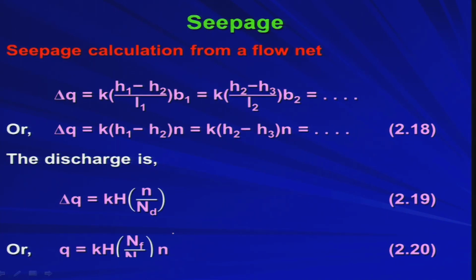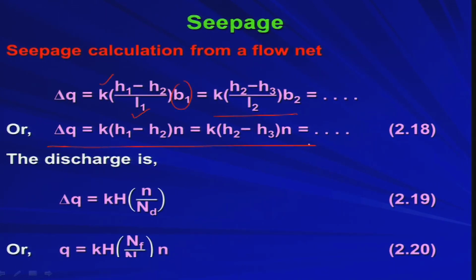So, your delta q1 is given by k into i, that means the hydraulic gradient within element 1, that is H1 minus H2, that is the head difference between two successive equipotential lines, divided by L1, that is the length of the rectangular element, into area, that is B1 into 1, right. So, that will give you delta Q1. Similarly, delta Q2 can be obtained like that. So, we can write delta Q is equal to K into H1 minus H2 into n, equal to K into H2 minus H3 into n, and so on.